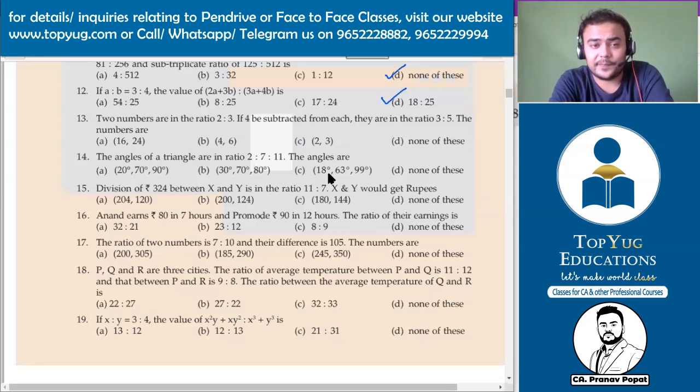So let's check. First option, 16 by 24. Tell me, is 16 by 24 in 2:3? Can I say that 16 by 24 is also 2 by 3? Yes or no?